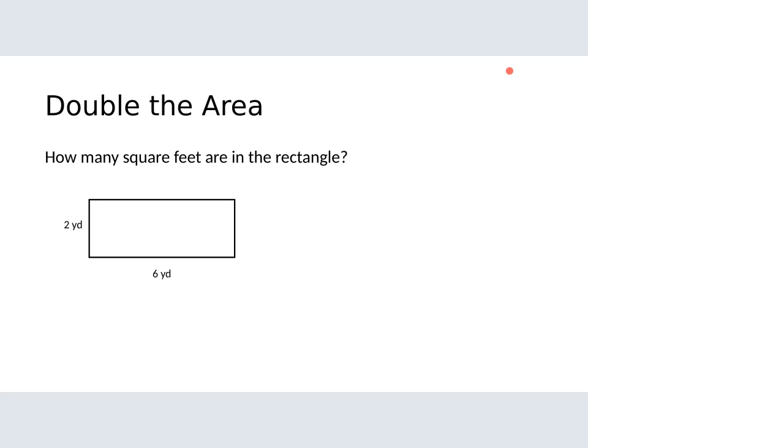My question to you is, we have this rectangle here that is 6 yards by 2 yards, and my question is, how many square feet are there in that rectangle? If we were going to say the area of that rectangle in square feet, how many would it be? I'm not doing a poll, I'm just asking, and this is extremely low stakes.